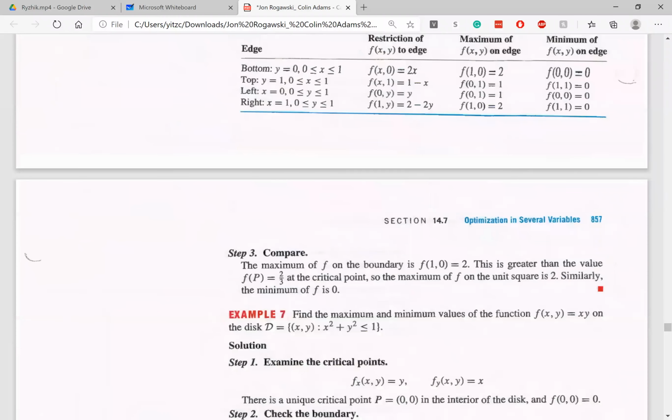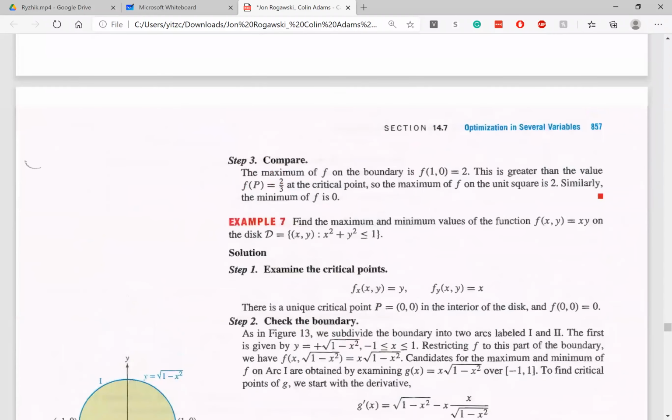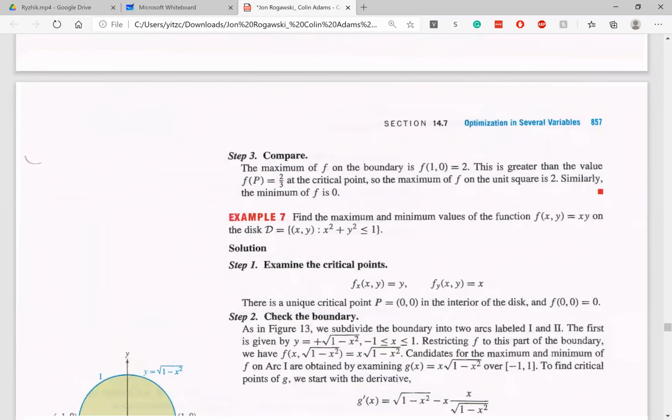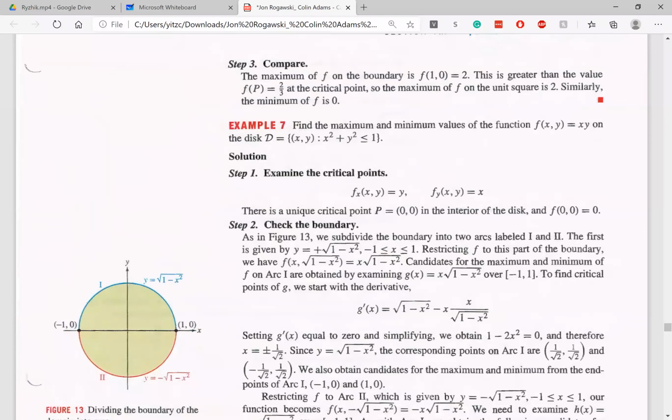So now they ask you to do the same thing. The maximum of f on the boundary is greater than, sorry. Find the maximum and minimum values of this function on this disk over here. So very similar to what we just did.